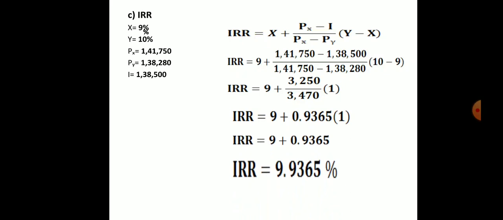So if your cost of capital is 9.9365%, then your net present value will be 0. Okay, so it's clear, students, how to calculate IRR. Try to solve it yourself, don't just copy from this video. First listen to the video, then try to solve it on your own, and later check whether your answer is correct. Okay students, so now the conclusion part.